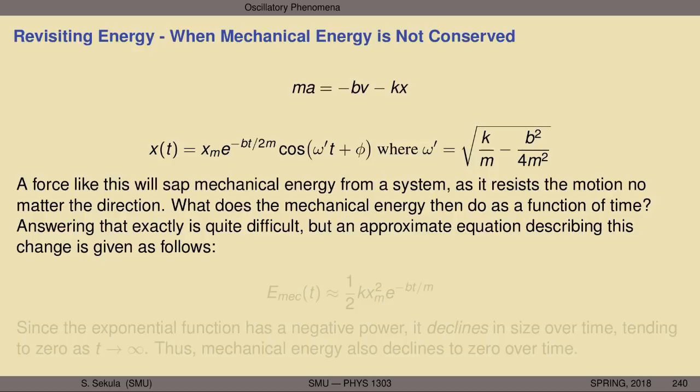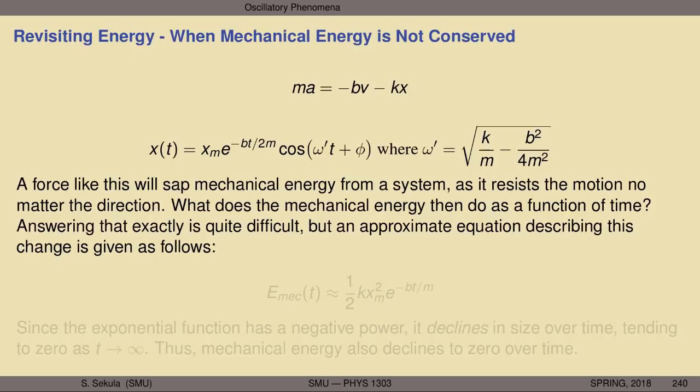Now, a force like this is going to sap mechanical energy from a system, because we have a force that is resisting the motion no matter what the direction of the motion is, just like drag, just like friction. So what is the mechanical energy doing as a function of time? Well, you can go ahead and try to answer that question exactly, but it's a bit of a mess. Going back and working through that sum of potential and kinetic energy like we did before, it's a lot messier than the simple spring with a conservative force in it.